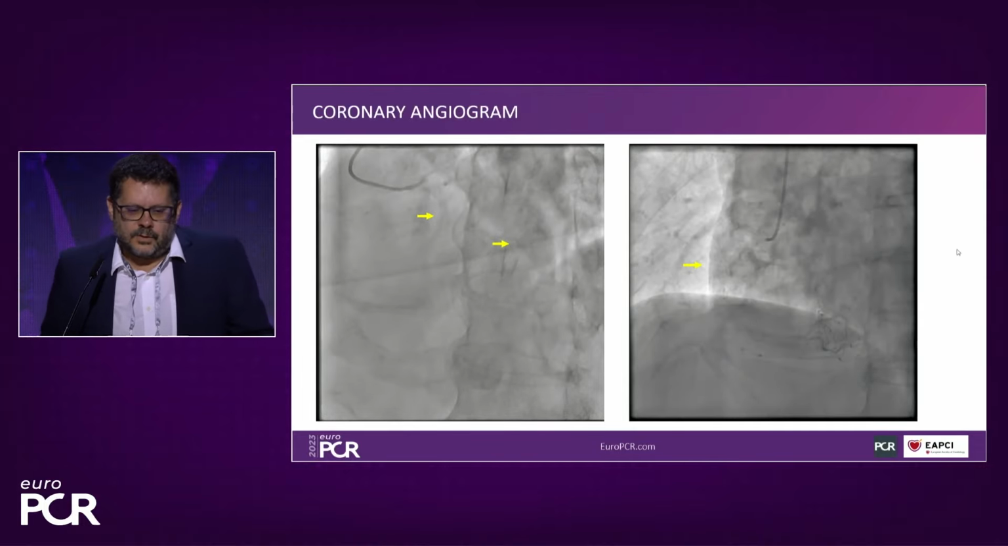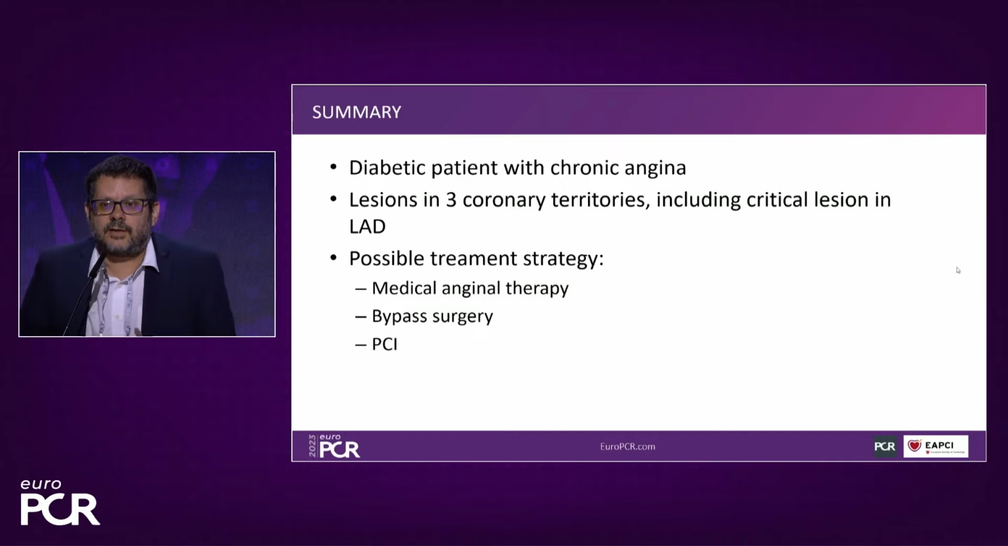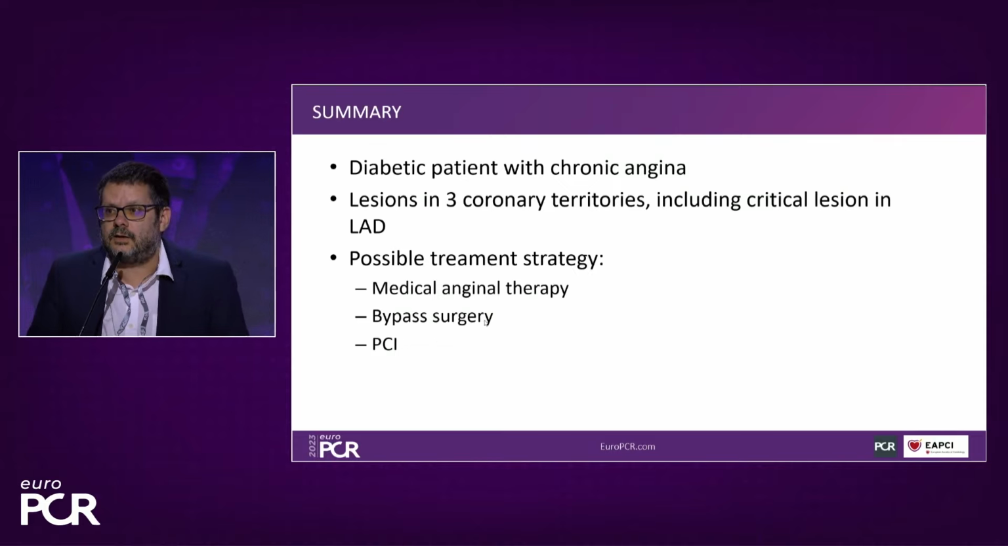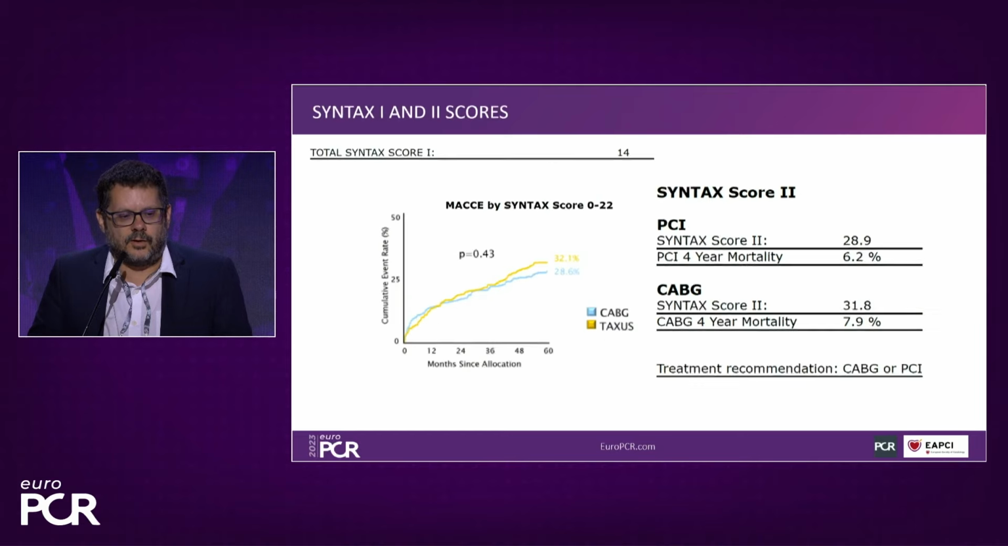Okay. So, in summary, we have a diabetic patient. He has chronic exertional angina, and he has three-vessel disease, or at least he has lesions in all three vessels. Well, there are these possibilities for treatment. We could do medical therapy, but he seems to be pretty symptomatic. We could do bypass surgery, and I think it would be reasonable, or we could do PCI, if it's feasible with a low risk.